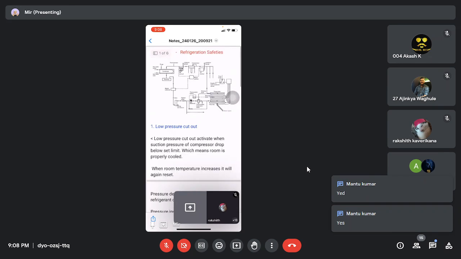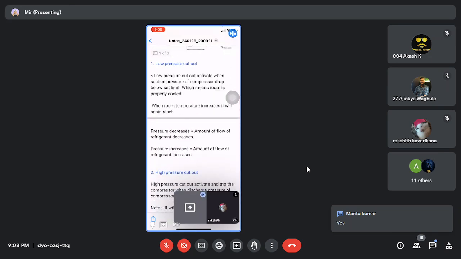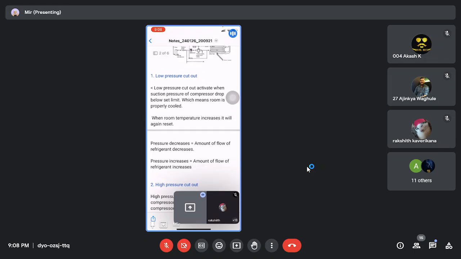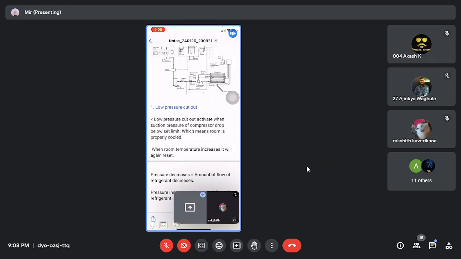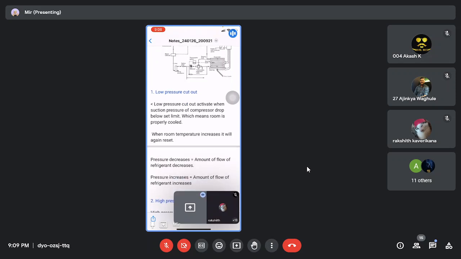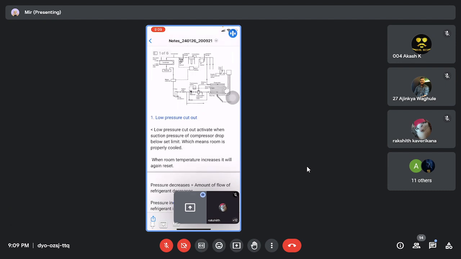Okay. So first we will talk about low pressure cutout. What is low pressure cutout? Low pressure cutout activates when suction pressure of the compressor drops below the set limit, which means the room is properly cooled. When room temperature increases, it will again reset. Do you understand what it means, the definition that I told? Anyone want to explain or say what it is?